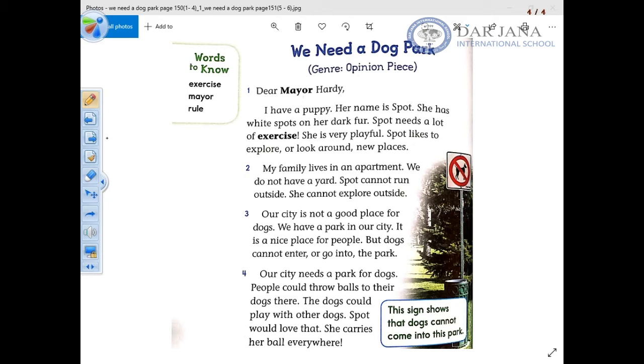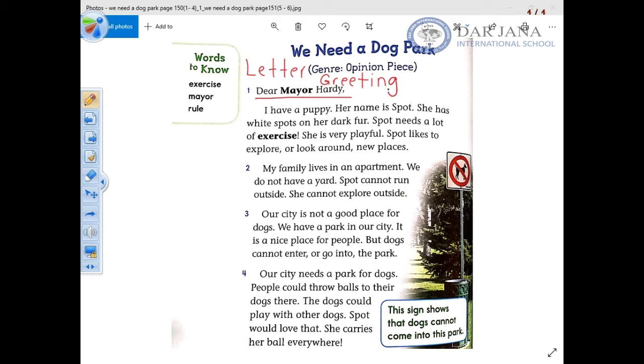Okay, here we go. Let's look at paragraph 1. It says, Dear Mayor Hardy. Now, here, because it says, Dear Mayor Hardy, he is writing a letter. Okay, that's up the top right, letter. So we know what the letter needs or how to write a letter. Okay, first it starts with dear. Okay, and this is called a greeting. This is how we start the letter, okay?